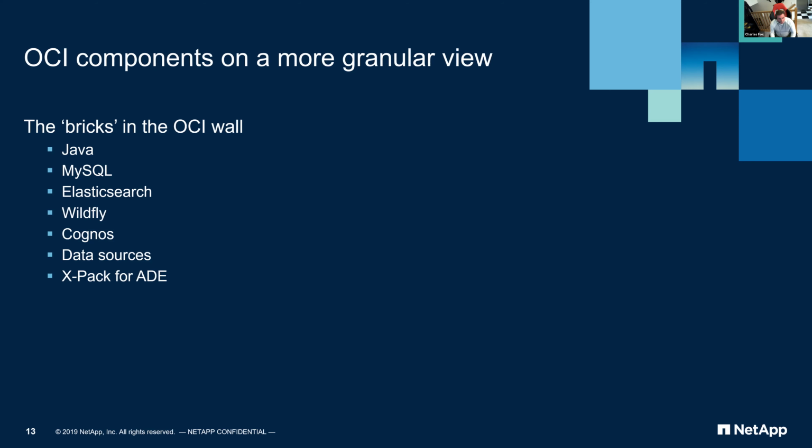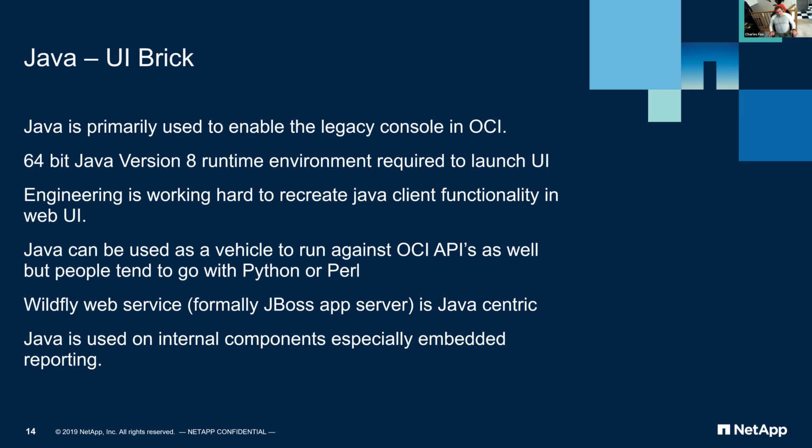All right. The bricks in the OCI wall. Let's start with Java. From an end user's perspective, Java is primarily used to enable the legacy console in OCI. We would love to see everything being webified, if you will, and we're rapidly running in that direction because we don't like having to have the Java applet in the associated runtime environment. It just makes for a certainly more difficult end user environment than just a browser. So we're definitely headed that way.